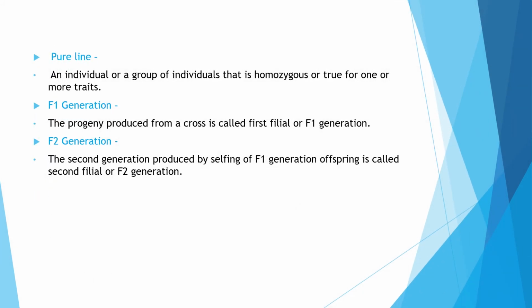Pure line. An individual or a group of individuals that is homozygous or true for one or more traits. F1 generation. The progeny produced from a cross is called first filial or F1 generation. F2 generation. The second generation produced by selfing of F1 generation offspring is called second filial or F2 generation.